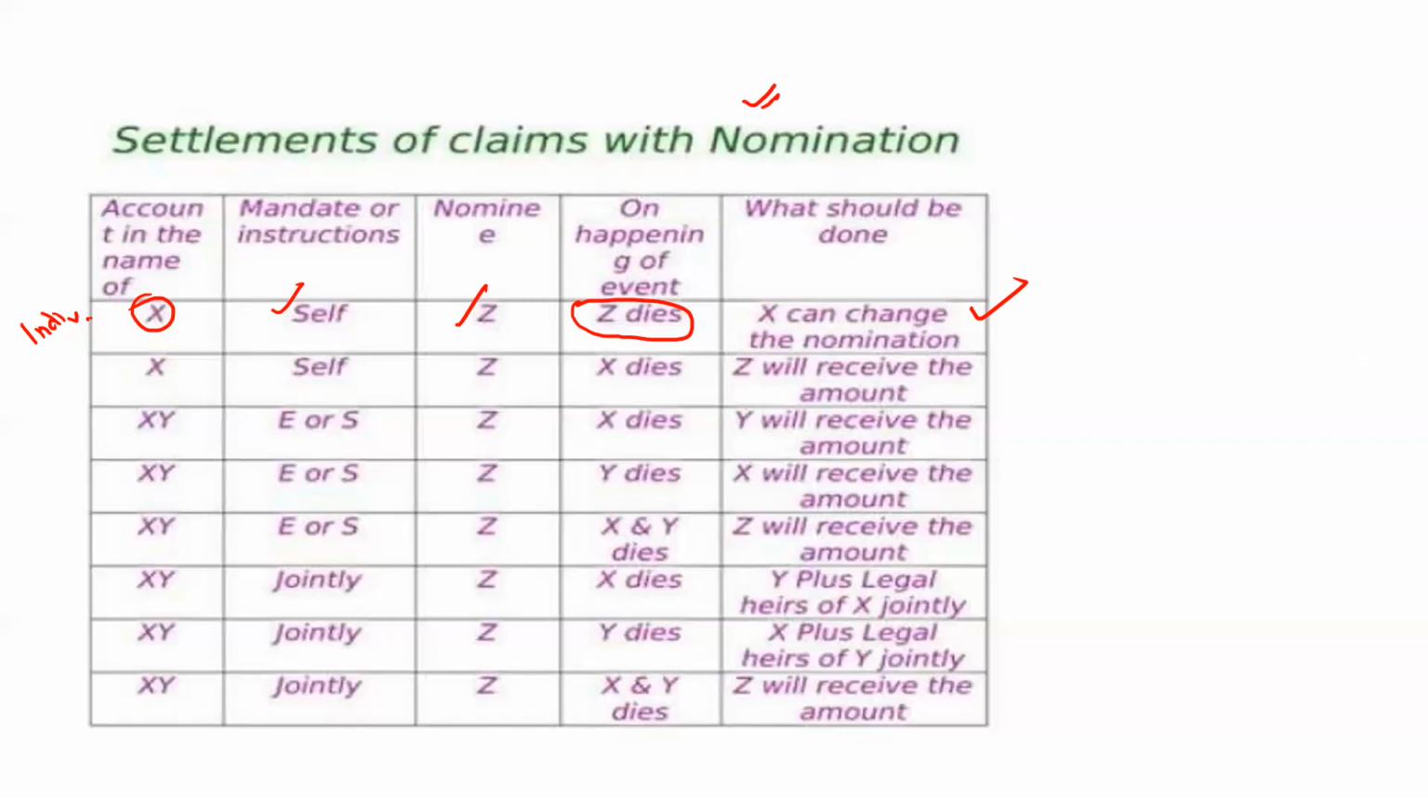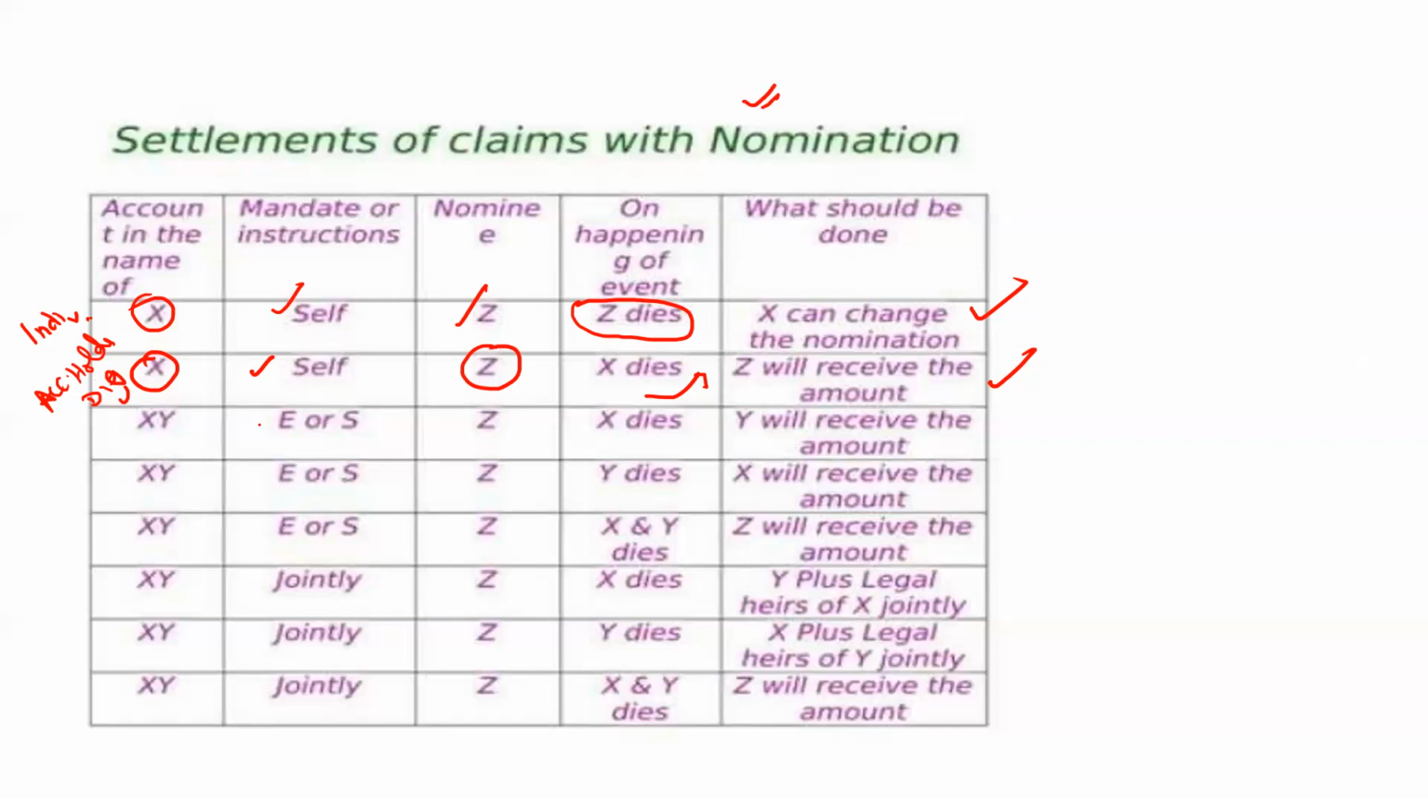Next one, X is the account holder, operation is to be self, Z is the nominee, and now the account holder dies. Now X dies. What will happen? Z will receive the amount. That is, the nominee will receive the amount. So this is the simple case.